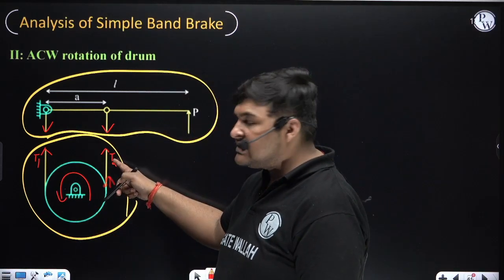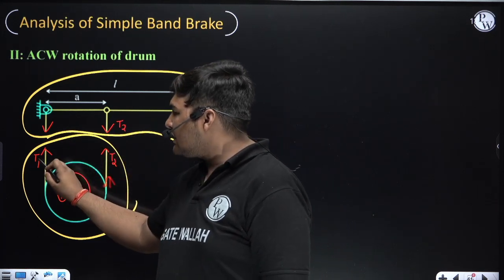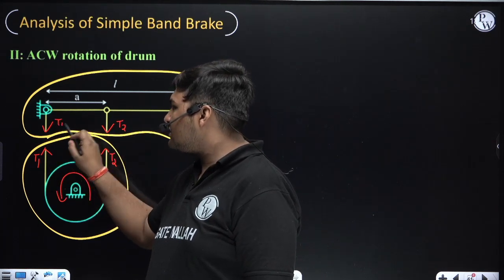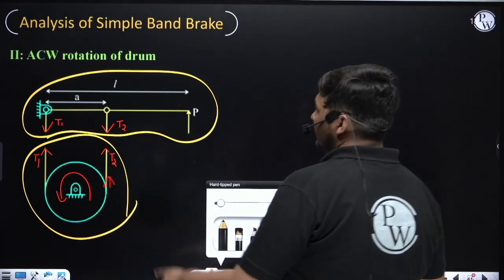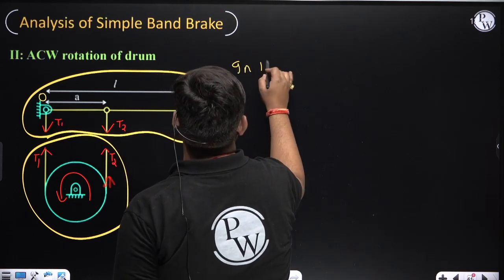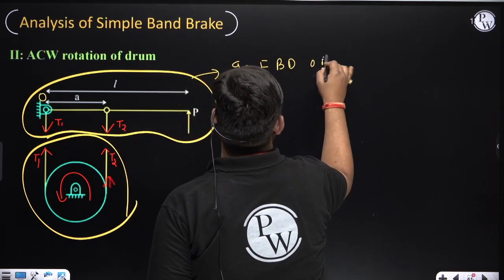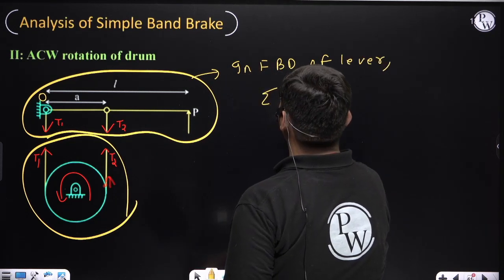Now whatever tension is coming here, T2 is coming, just equal and opposite tension will come here. Similarly, whatever tension is coming here, just equal and opposite tension will come here. Now, in the FBD of the lever, take net moment about fulcrum O equal to 0.